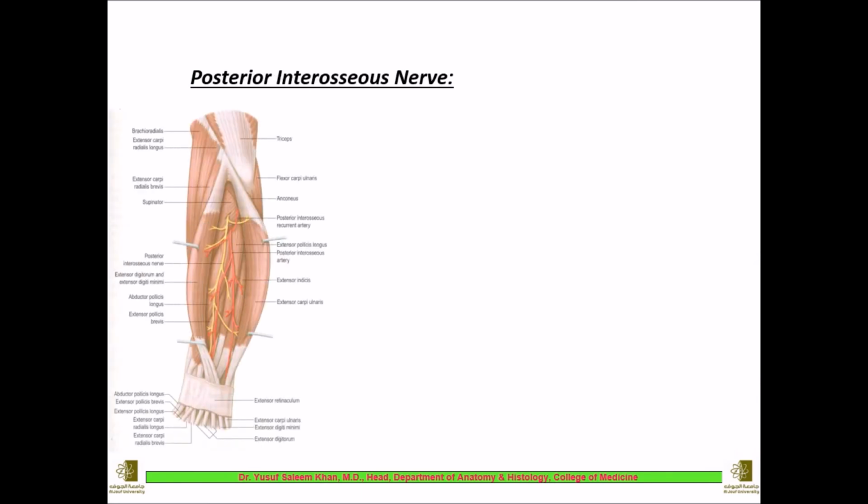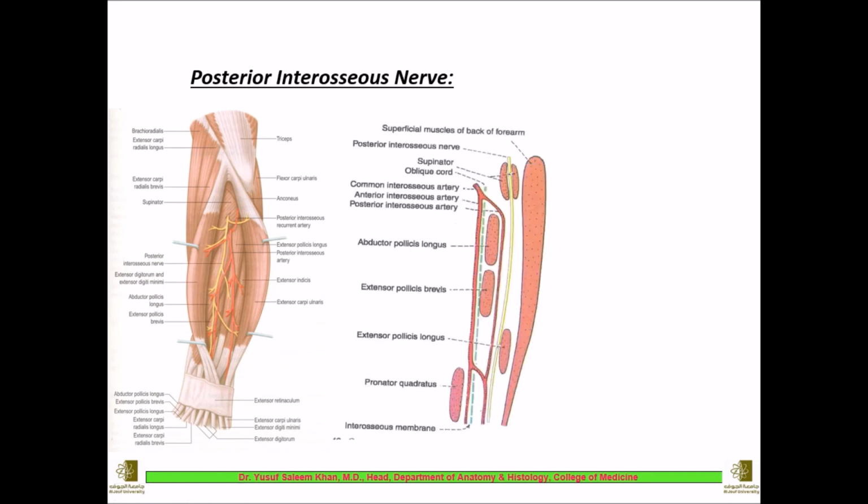So here you can see a brief review of the posterior interosseous nerve. This is the posterior interosseous nerve which is passing through the supinator muscle and passing deep to the muscles, and it will be supplying most of the muscles of the posterior compartment of the forearm. Here you can see the supinator muscle through which this posterior interosseous nerve is passing and supplying most of the muscles.